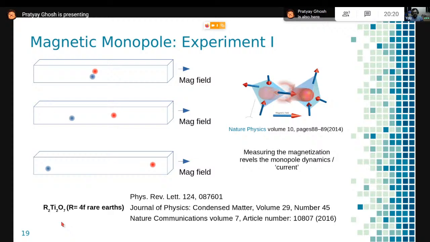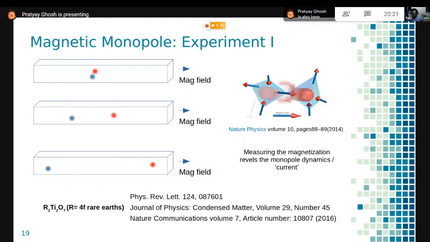These are rare earth pyrochlores where they have detected monopole current, and from their monopole current they decided that there are a lot of monopoles, and they could tell you what is the density of monopoles and so on and so forth. And I'm involved in one of these experiments as a theorist, and I'm trying to explain their experiments, and that's fine.